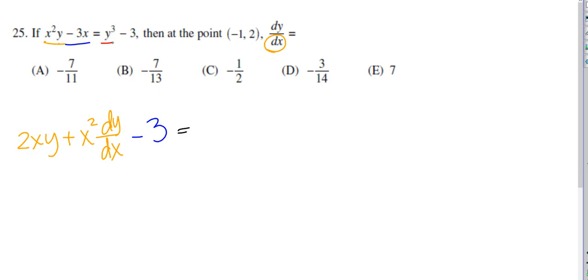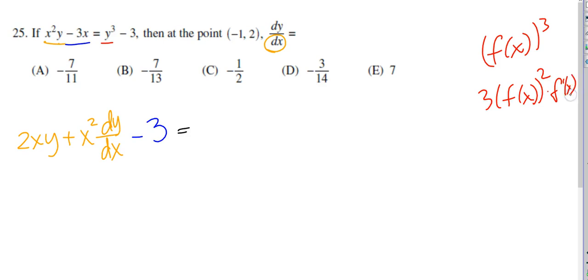and then the derivative of, like if that were f of x cubed, you'd have 3 hold the inside, then times the derivative of the inside, right? That's what we're doing here too. So 3y squared times the derivative of the inside, dy/dx. You're deriving with respect to x. You're assuming y is a function of x. Derivative of negative 3 is 0.